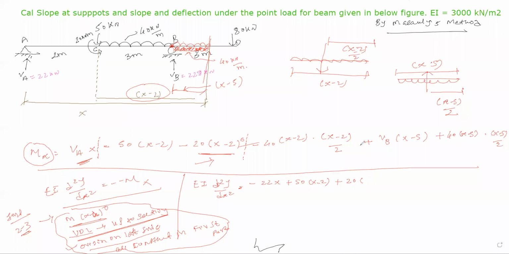So now let me put the value in this equation. Plus 20 into (x minus 2) raised to 0, plus 40 into (x minus 2) square divided by 2, minus V_B, which is nothing but 228 into (x minus 5), minus 40 into (x minus 5) square divided by 2. Now is it clear or not? Please confirm me. This equation is clear to all of you? Okay, fine.